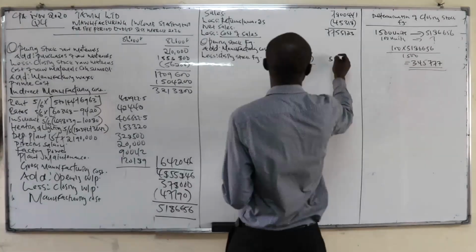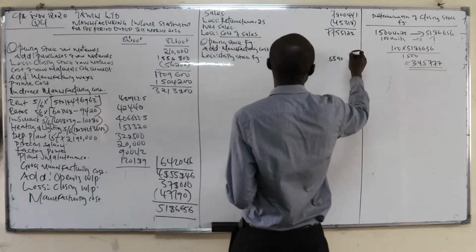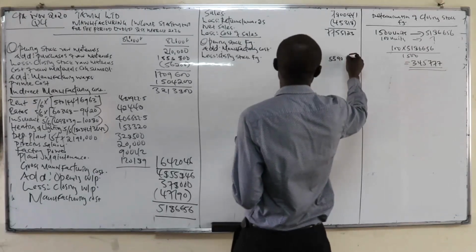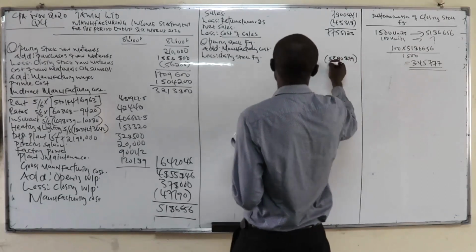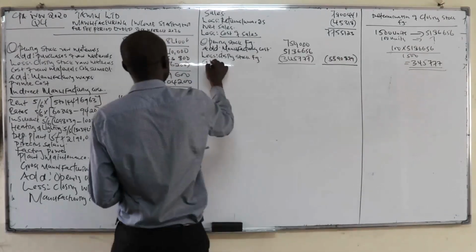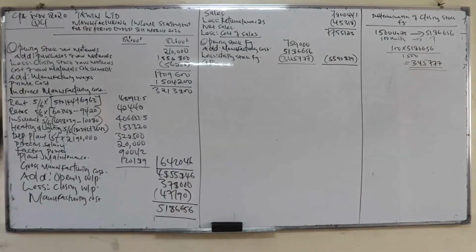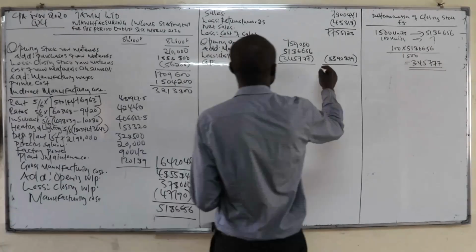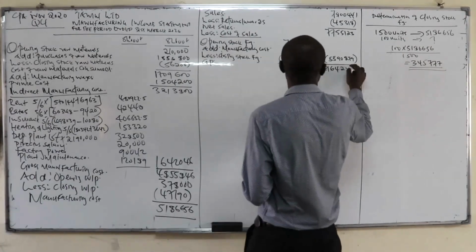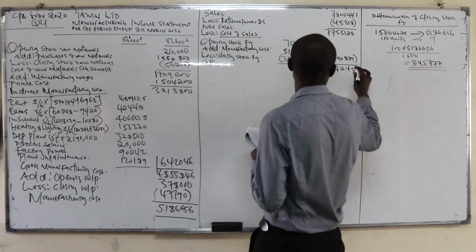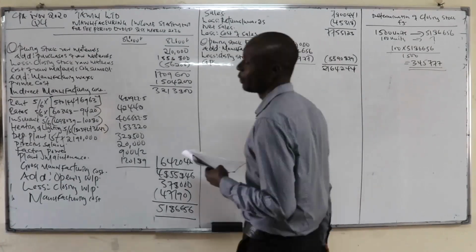$55, $90, $379, $879. So we get the gross profit here. We get the gross profit, which will be how much? 21, 64, 244. So that one will be the gross profit.